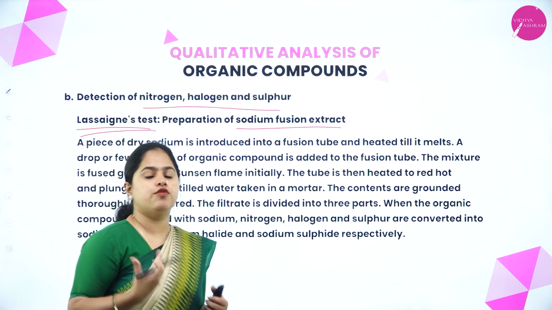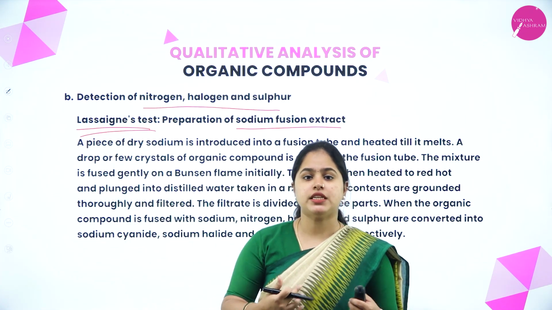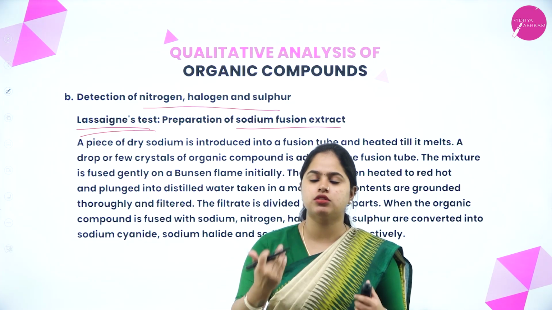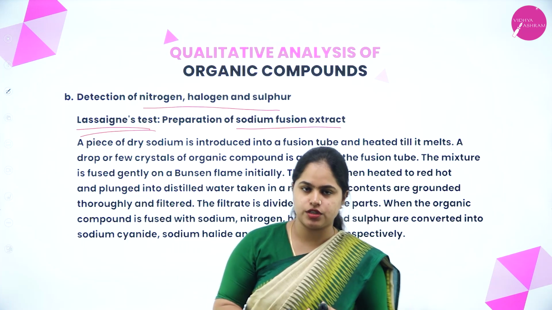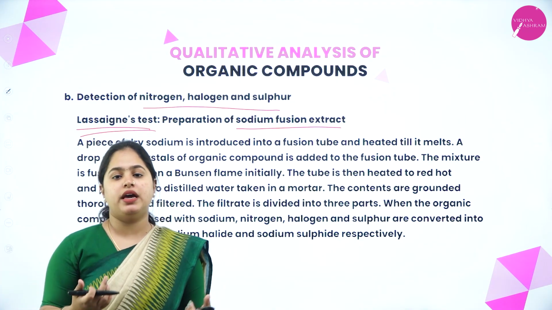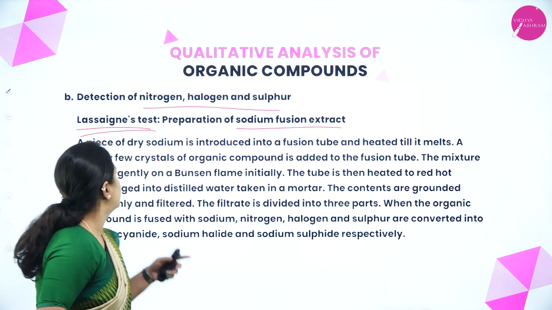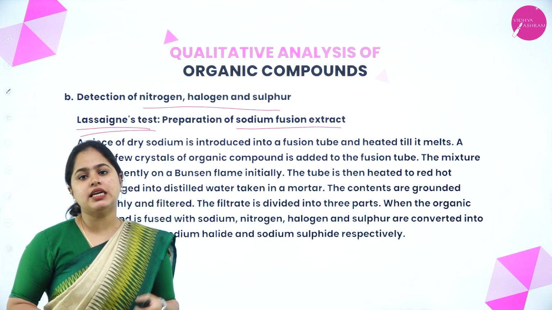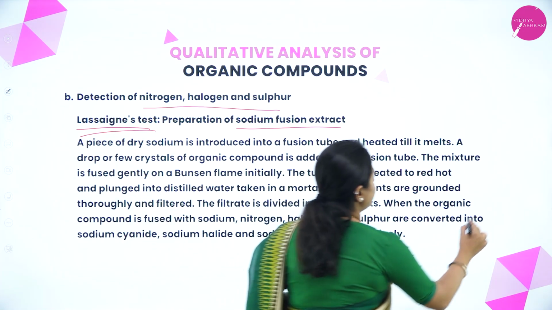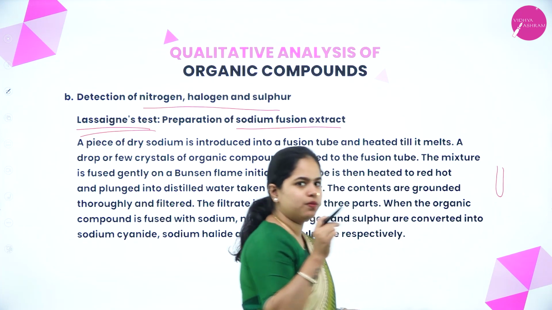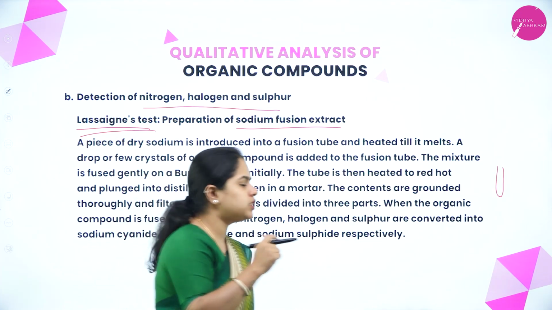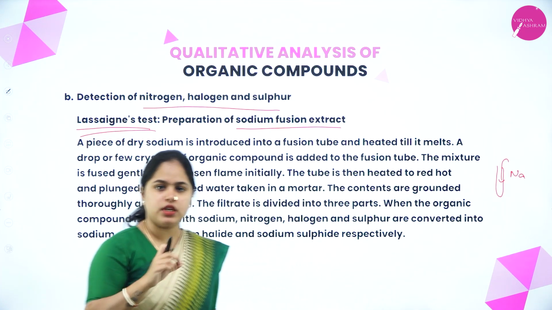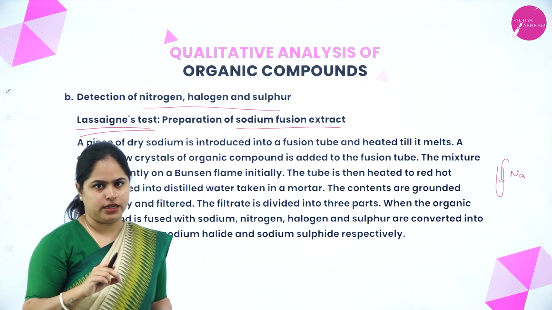So what is this sodium fusion extract? First we need to prepare the sodium fusion extract, then we will continue with the further reactions to detect nitrogen, sulfur and halogens. So let's see how to prepare it. A piece of dry sodium is introduced into a fusion tube and heated till it melts. We take a fusion tube, which is a very small glass tube, and put a small piece of dry sodium into it.